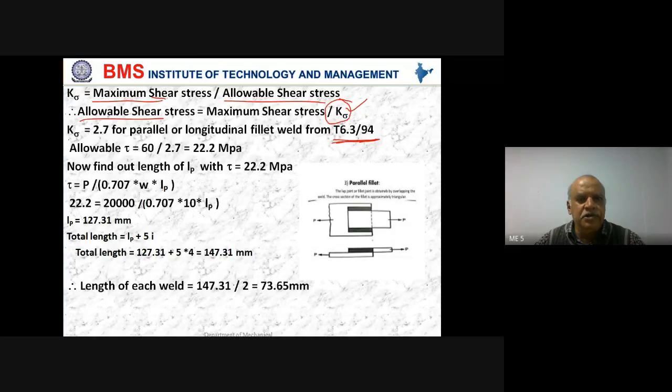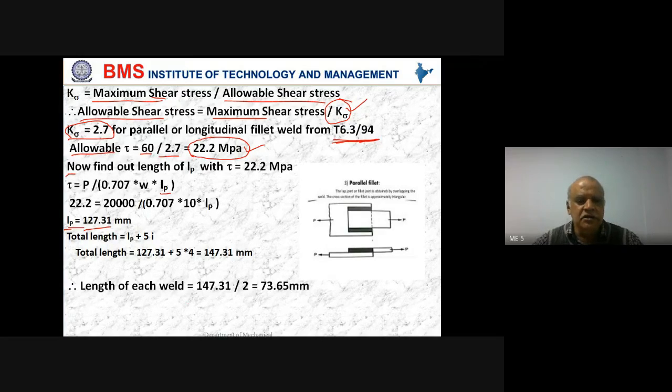So the allowable shear stress will get reduced by that amount. Your allowable shear stress will be the maximum shear stress given in the problem, 60, divided by 2.7. So the allowable shear stress becomes 22.2 megapascal. Now we need to find the length of parallel fillet weld with shear stress of 22.2 megapascal. So use the same formula, tau is equal to P over 0.707 W into length of parallel fillet weld. So again, you will get the length of parallel fillet weld by considering dynamic loading.